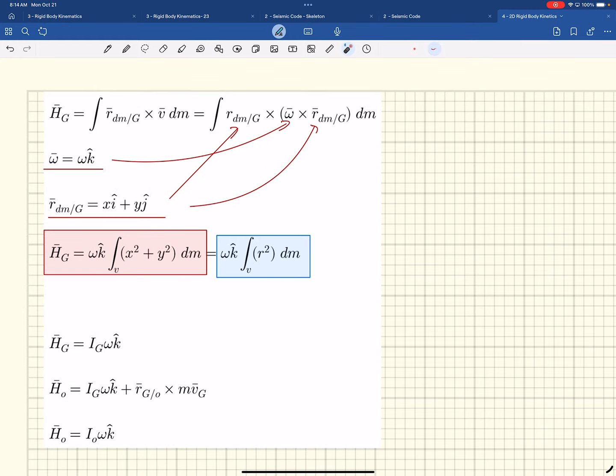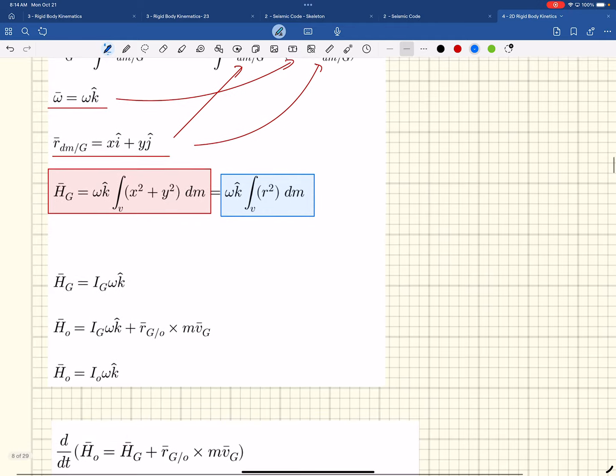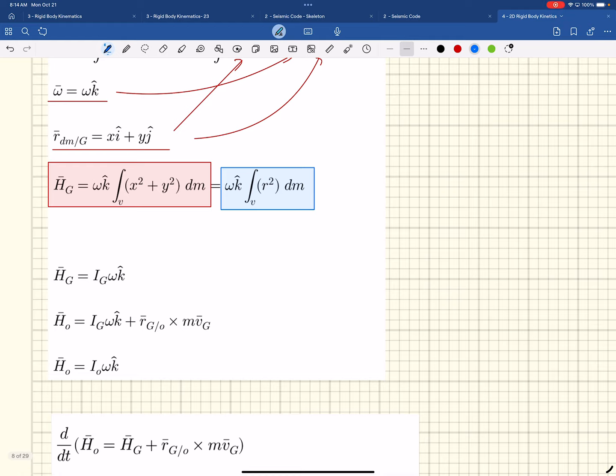That's the mass moment of inertia, the integral of r squared dm. Good thing we covered that. We know what that is, right? We just went over that. We looked this mass moment of inertia up, and so that's just I_G, okay? And so that's what our angular momentum of an object about its own mass center is: just I_G times omega, okay?